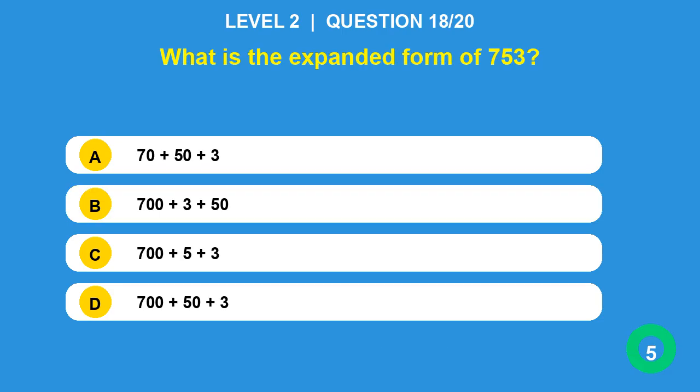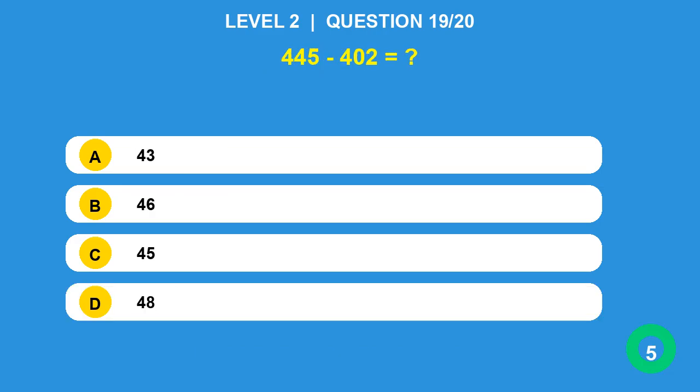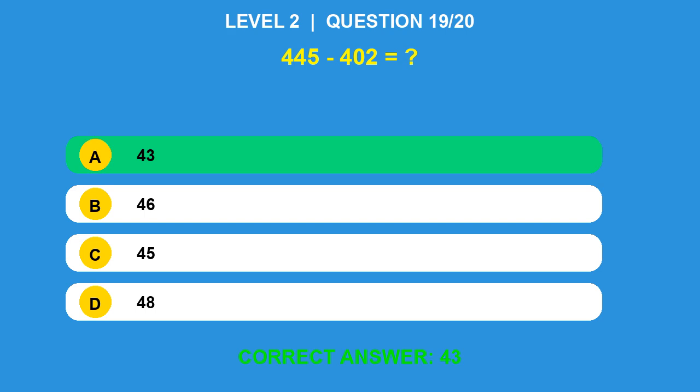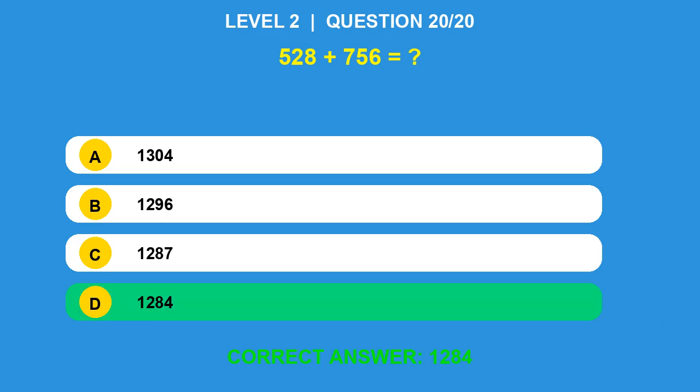What is the expanded form of 753? Answer is 700 plus 50 plus 3. 445 minus 402 equals? Answer is 43. 528 plus 756 equals? Answer is 1284.